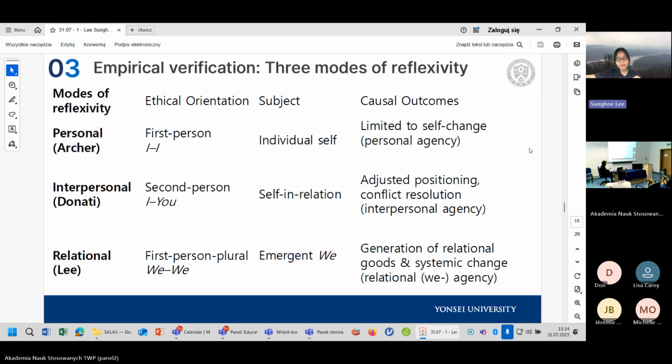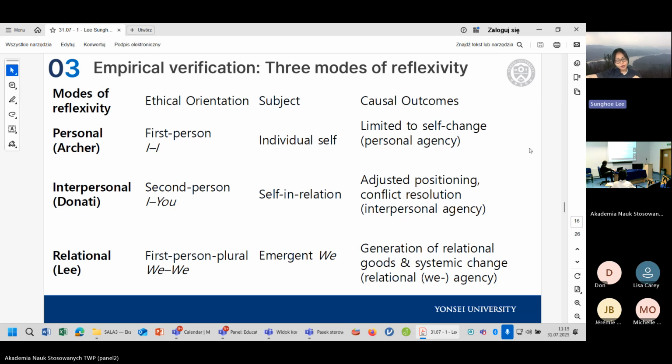Notably, Donati treated this dyadic interpersonal level as part of one broad category called relational reflexivity, but our study splits it off and reserves relational reflexivity for a third, deeper form, the we-dialogue, a novel finding of this empirical study. While Donati articulates relational reflexivity as grounded in second-person ethics, I-you, and dialogical reciprocity, this frame remains limited to dyadic interaction and tends to anchor reflexivity in the individual's moral response to the other. That was why Archer claimed that relational reflexivity is subsumed under personal reflexivity, because the reflexive subject is ultimately I, even within the framework of individual in relation.